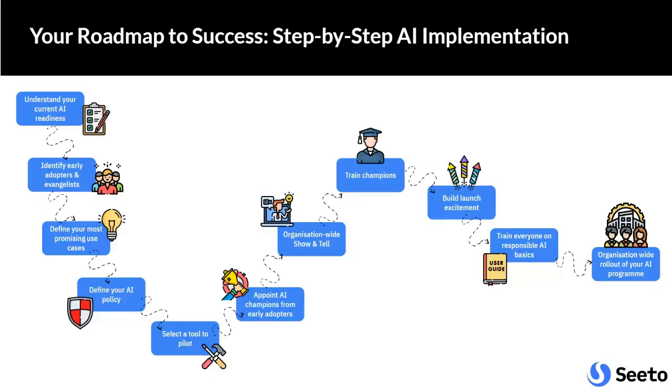And then make sure that you are training the champions in how they can support other people, so they really know what the AI policy looks like and what the training material is. Build excitement, make sure that people know this is coming, get them excited it's coming, not something to be scared of, make them feel supported. Train everyone, make sure that they understand where the policy is, where any training materials are, and then when you've done those things, then you get your organization-wide rollout, potentially department by department.